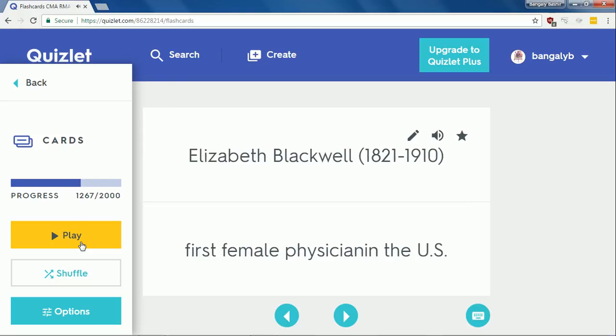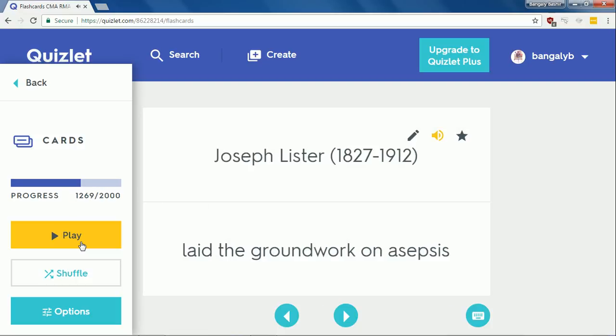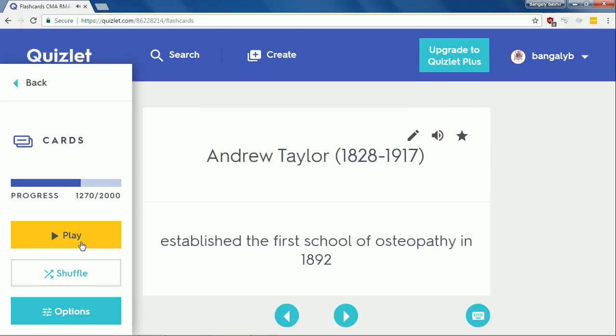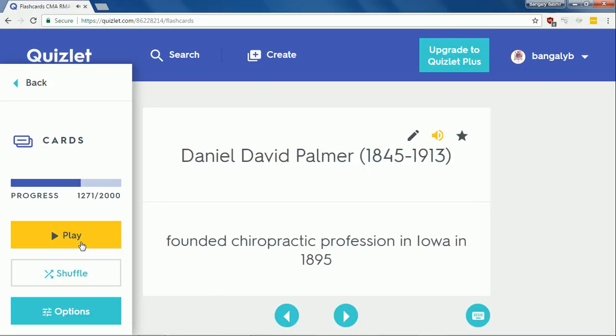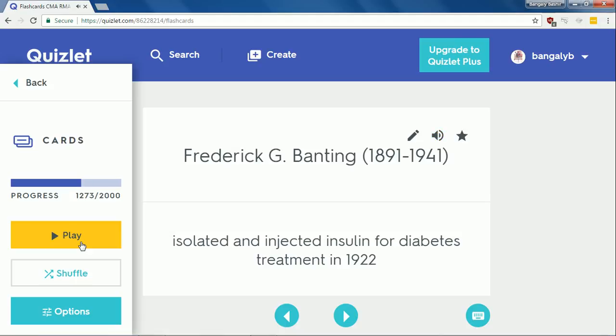Elizabeth Blackwell, first female physician in the U.S. Clara Barton, started the American Red Cross in 1881. Joseph Lister, laid the groundwork on asepsis. Andrew Taylor, established the first school of osteopathy in 1892. Daniel David Palmer, founded chiropractic profession in Iowa in 1895. Elizabeth G. Anderson, first female physician in Great Britain. Frederick G. Banting, isolated and injected insulin for diabetes treatment in 1922.